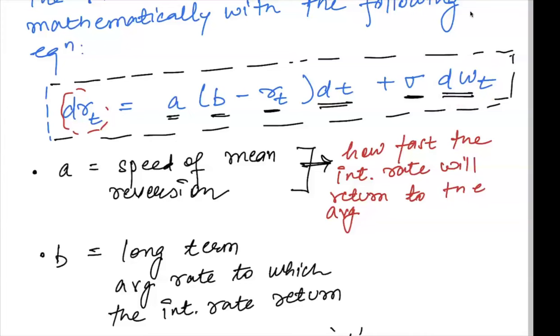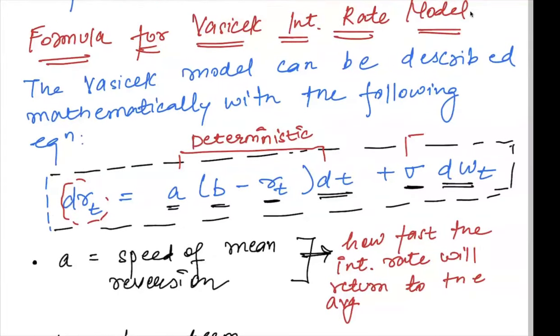So if you see, in a way, this part is the deterministic part, which can be determined. Deterministic basically means this can be determined, okay? And this is the random part, which is okay. Because eventually you'll have values of A, B, R, T, D, T, but you'll have certain randomness in the interest rate, which has been modeled by this process, DWT, which is the Brownian motion.